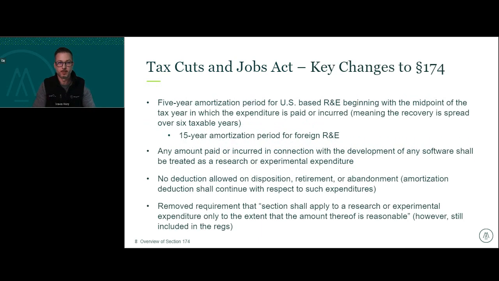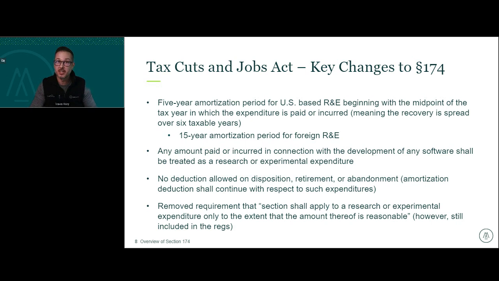All right. So let's talk about some of the specific changes in 174. Costs that you incur for research performed in the US are going to get charged to a capital account, and then you spread those deductions over 5 years. On the other hand, if you incur costs for research performed outside the United States, those costs are going to get deducted over a 15-year time frame.